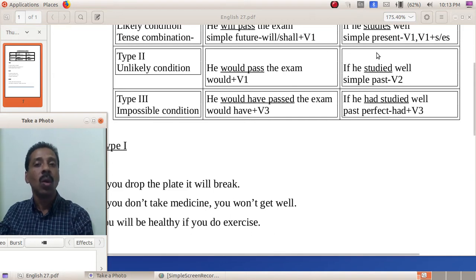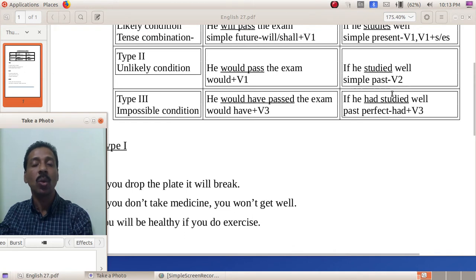But while we use simple past tense or V2 form of the verb in the if clause, that is not to show a completed action. More than that, this is to show our doubt. We doubt whether this action will take place. We have a doubt because this particular person we have mentioned is a little lazy. He has the capacity, he can easily score good marks, but he is very lazy. He won't even open the textbook, and we have a doubt whether he will study.